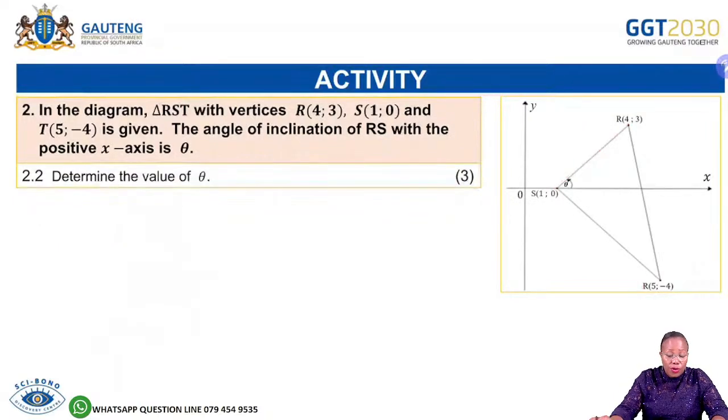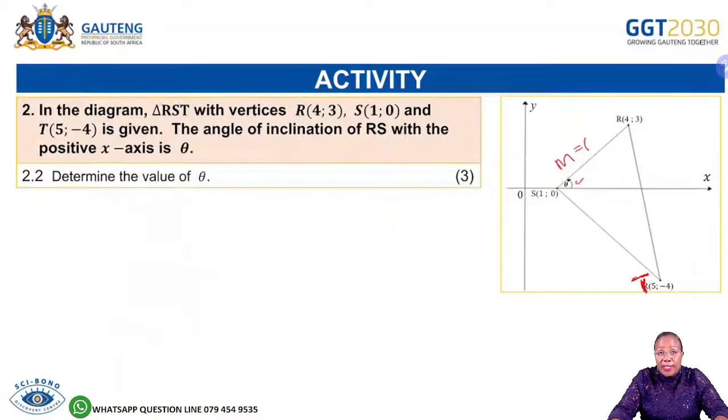And then move on to the next activity, number 2. And then in this case, we are still using the same diagram. Remember, this is T here, not R. This is T. And then now they say determine the value of theta. Look at theta, grade 12. And the gradient, you still remember the gradient of this line is equal to 1.